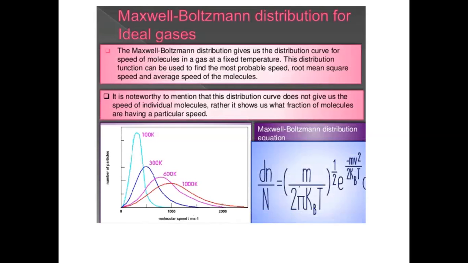See, he plotted a graph between the number of particles and the molecular speed, as we can see it is being shown. And to mention, the distribution curve does not give us the speed of an individual molecule. Rather, it shows us what fraction of molecules have a particular speed, according to him.